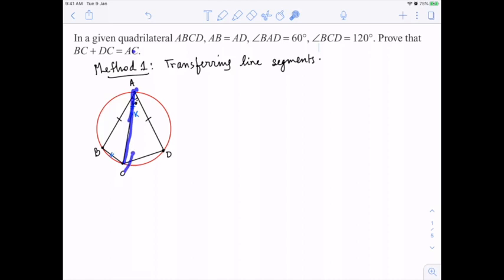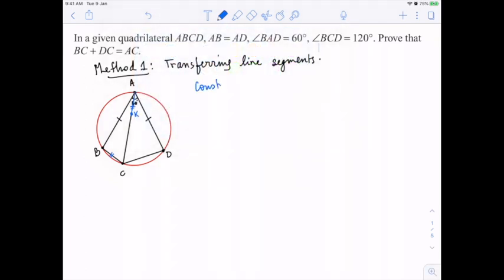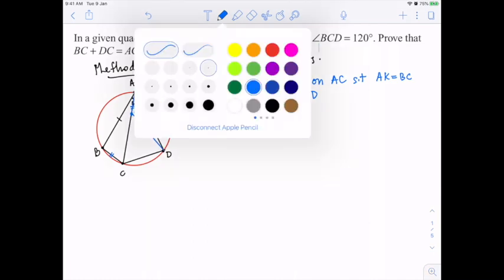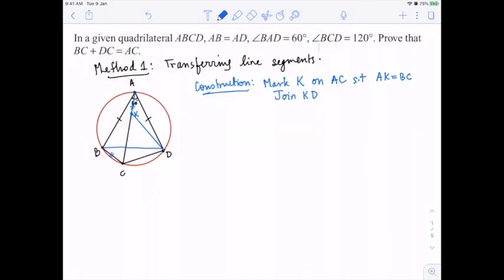Okay, so let's see what effectively we'll have to prove. So let's write down the construction. Mark K on AC such that AK is equal to BC. Then join KD. We'll need it for our construction, for our proof. Although they are not given in the problem, we should even join BD. So join KD, join BD.